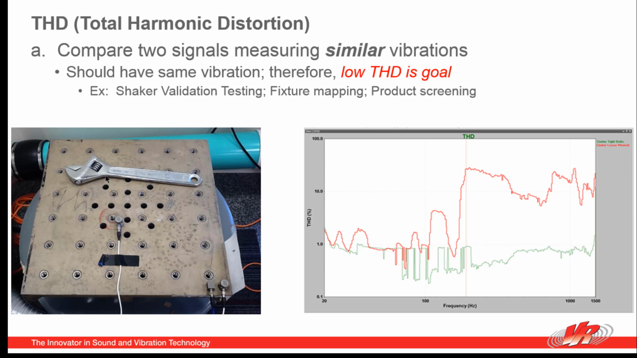And so in this particular case, you are trying to excite a similar vibration in the corners as you would at the center. You're expecting to have the same kind of vibration, and if you expect to have the same vibration, you should have a low THD. That would be your goal. And if it's not, it's going to show you some problems. So this is a very helpful tool when you're doing shaker validation testing, or fixture mapping, or screening the product for some problems. You would want to use the total harmonic distortion plot.